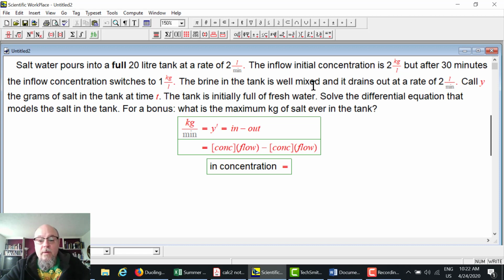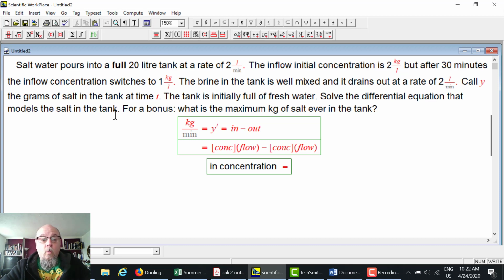Brine in the tank is well mixed. We know what that means. That means that the whole tank is homogeneously mixed. So the outflow concentration is the same as the whole tank concentration, and it drains out at a rate of 2 liters per minute. Okay, 2 liters per minute going in, 2 liters per minute going out. This one, the volume doesn't change. It's a constant volume of 20 liters.